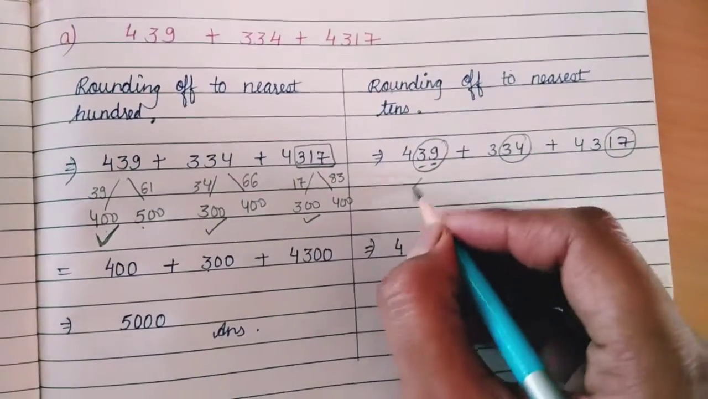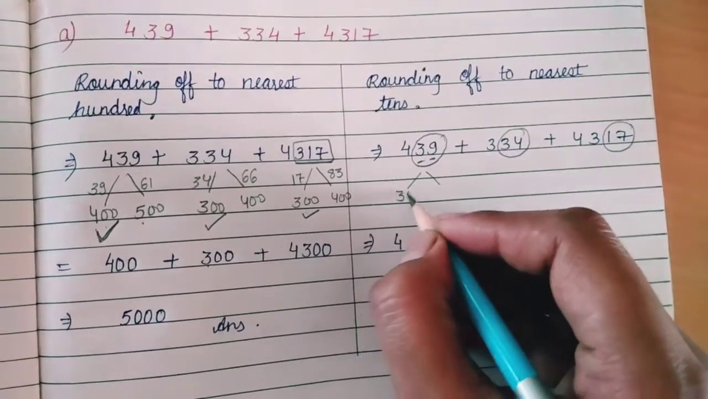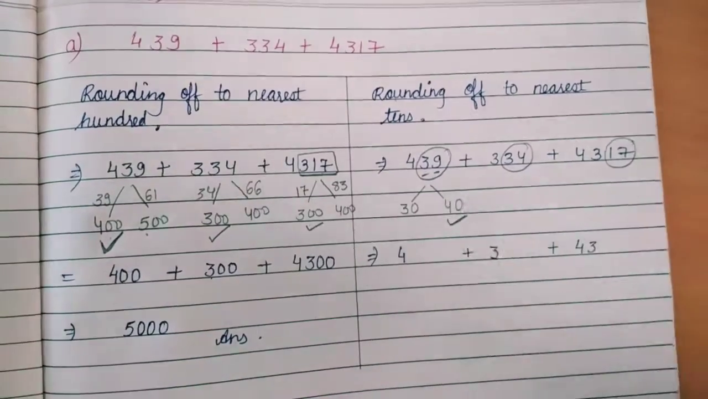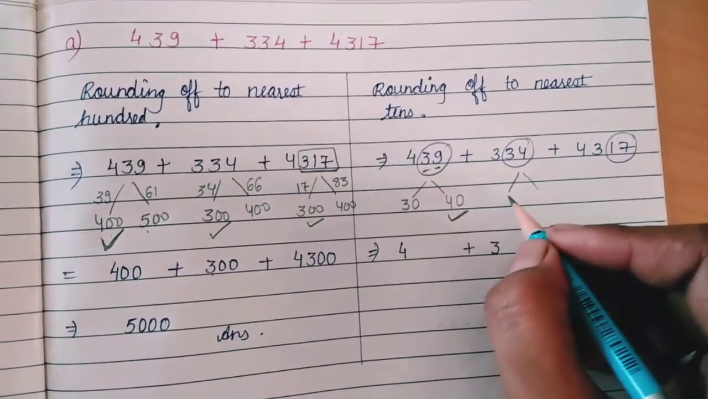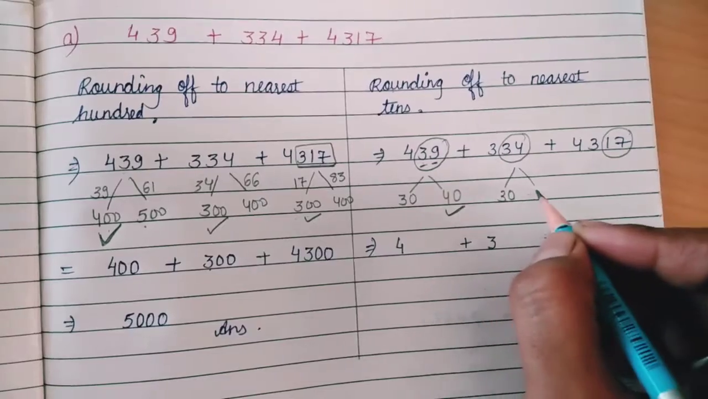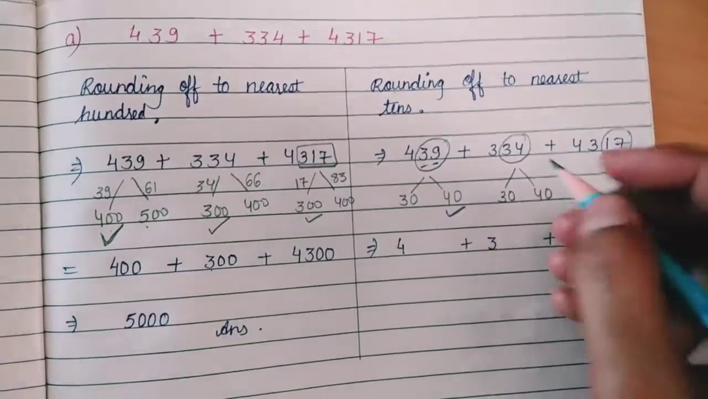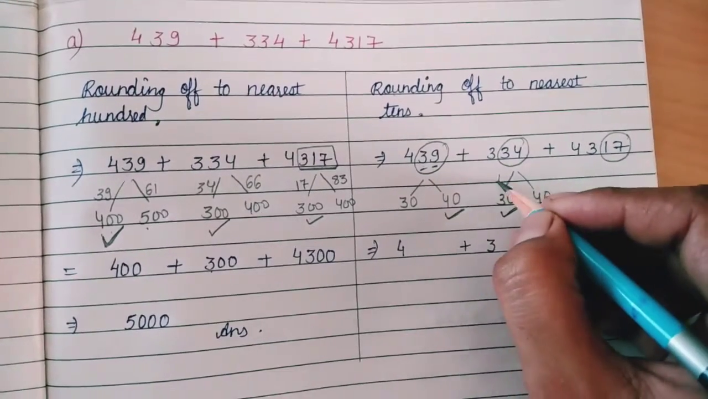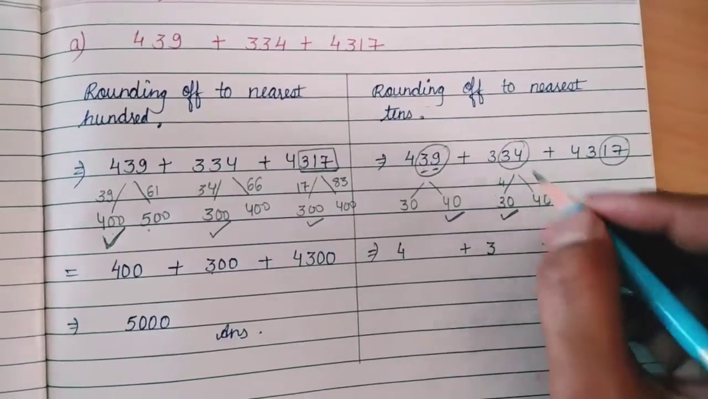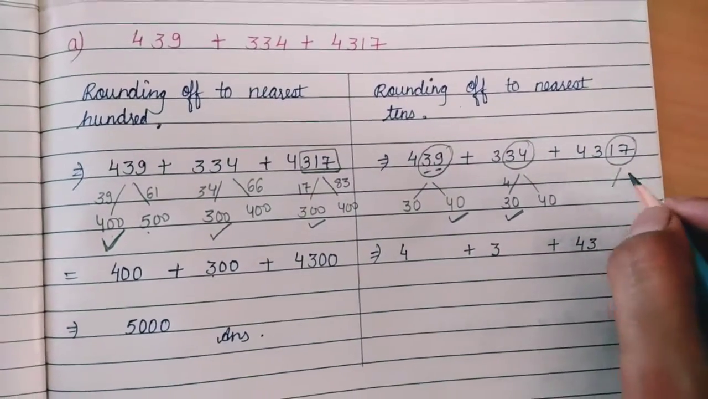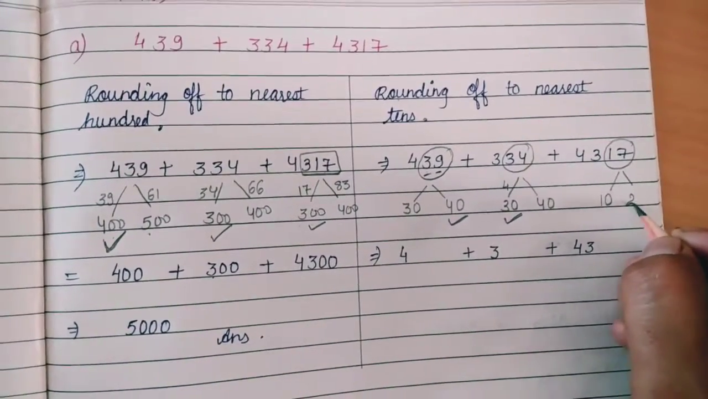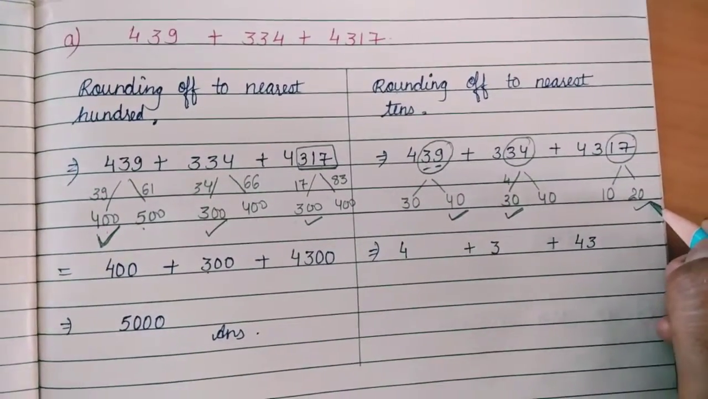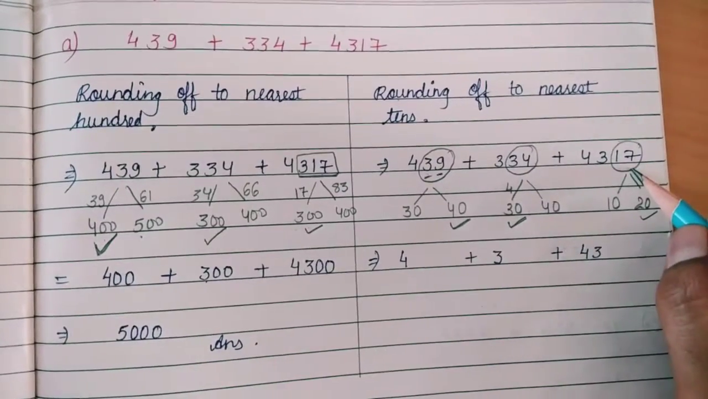Now simply 39 is coming in between 30 and 40. You can see 40 is nearest to 39. Same for 34, which is coming in between 30 and 40. Here 30 is nearest to 34 because we have to take only 4 steps to reach 34 from 30. And 17 is coming in between 10 and 20. So 17 will be estimated to 20 because 20 is nearest to 17.